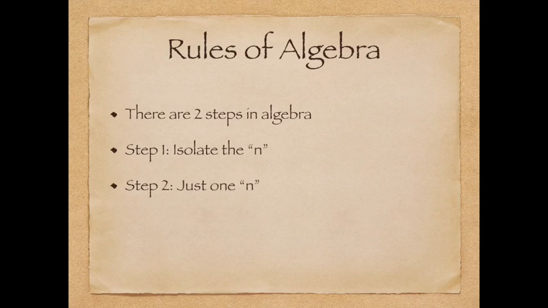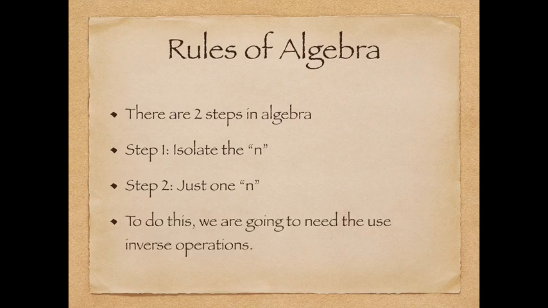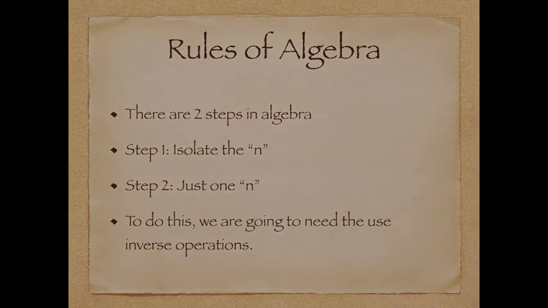Step 2 is to get down to just one n. Sometimes you're going to encounter problems where there's going to be more than one n, like 3n or 5n or 12n, and we want to get down to just one n. In order to do either of these steps, we're going to need to use the inverse operations. And inverse means the opposite. So we're going to use the opposite operation of what we see, and you'll see again what I mean by that in just a minute.